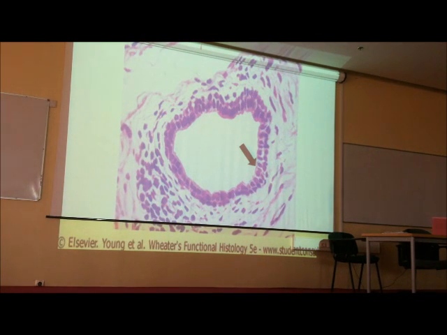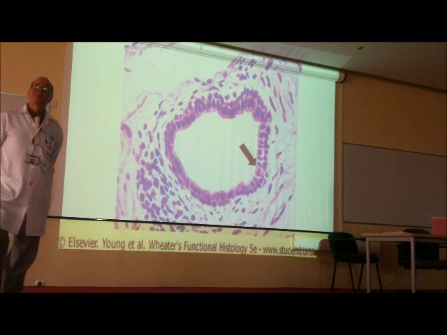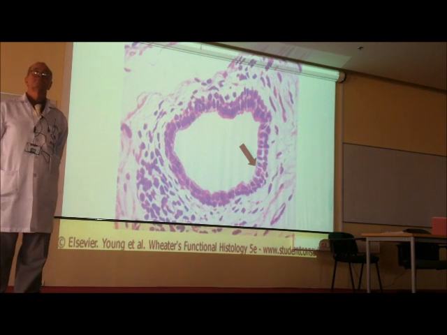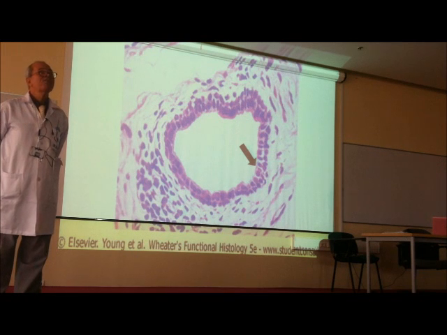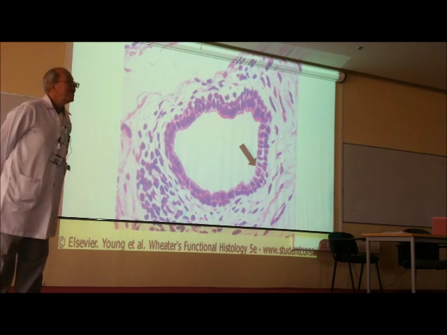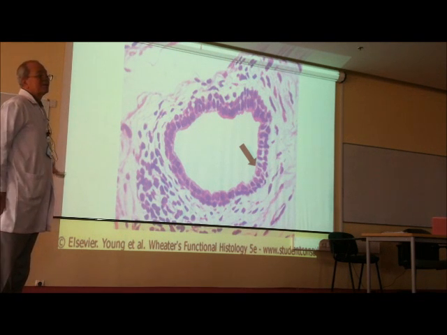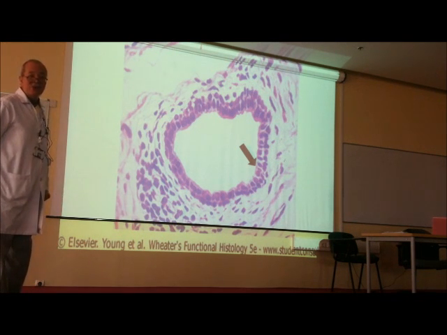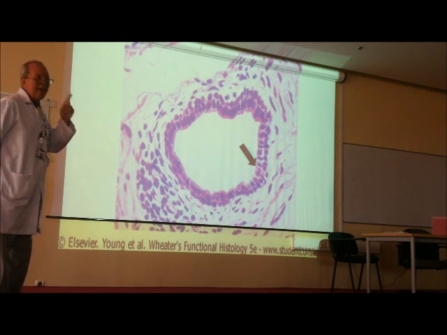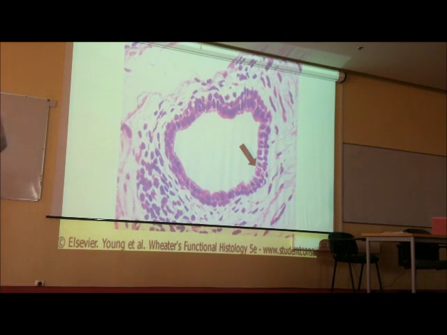What is the type of this epithelium? Stratified cuboidal epithelium. Where you can find this type of epithelium? Ducts of sweat glands. And is it very clear or not clear? Very clear. Ducts of sweat glands, and together with ducts in mammary gland.